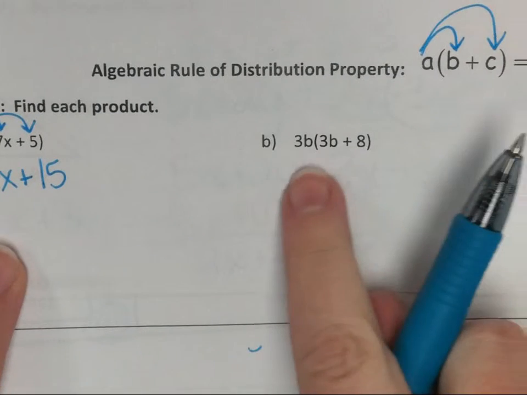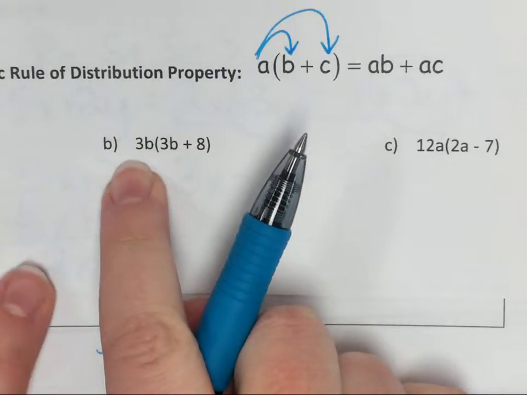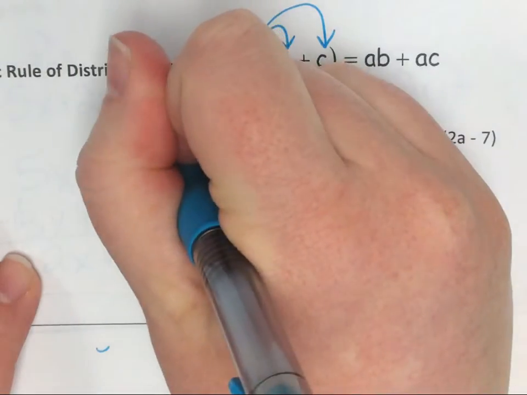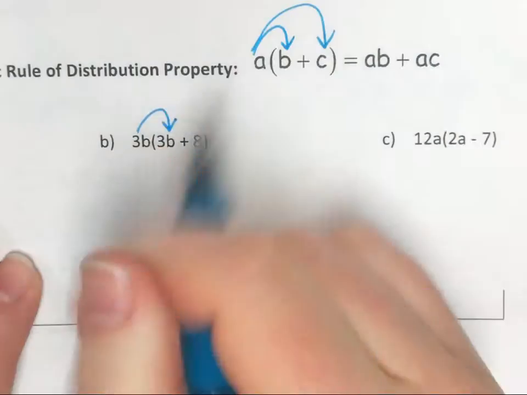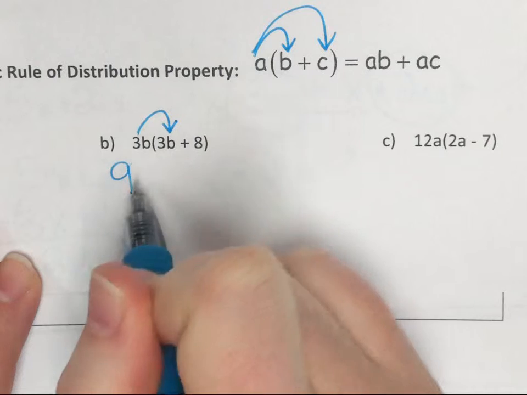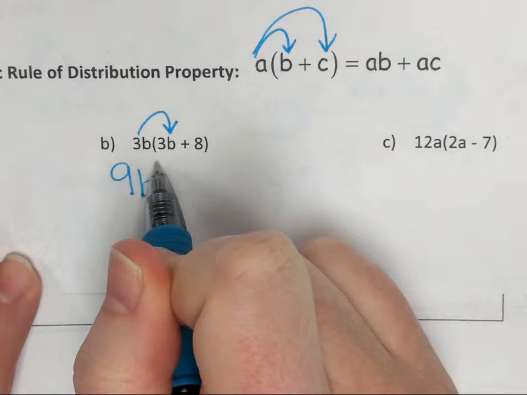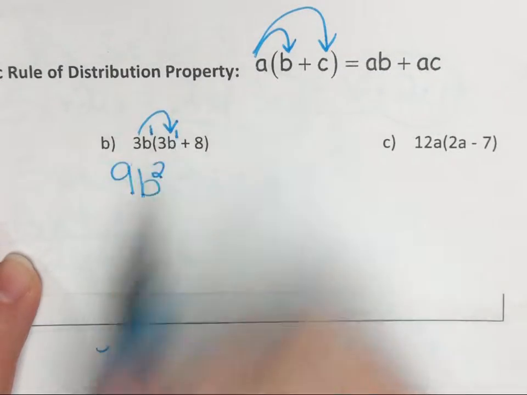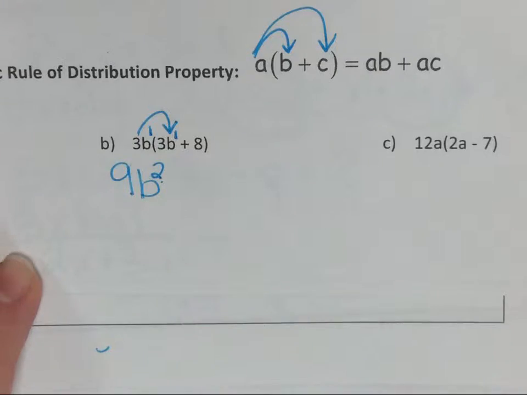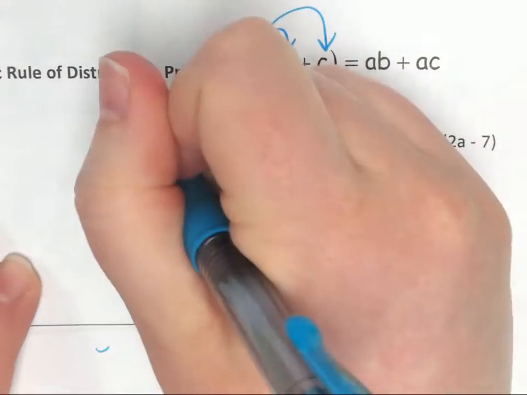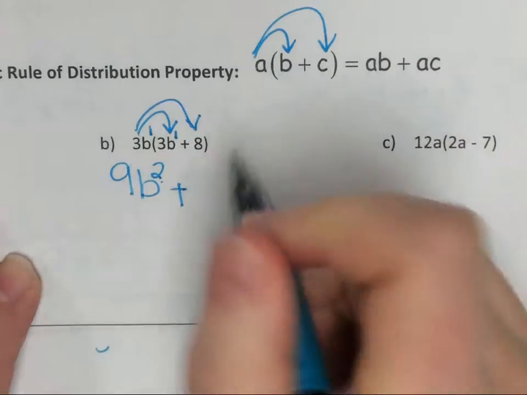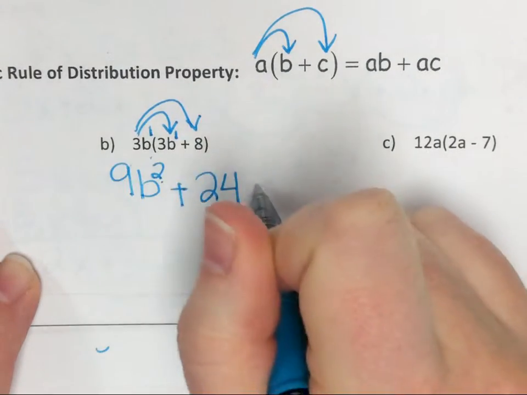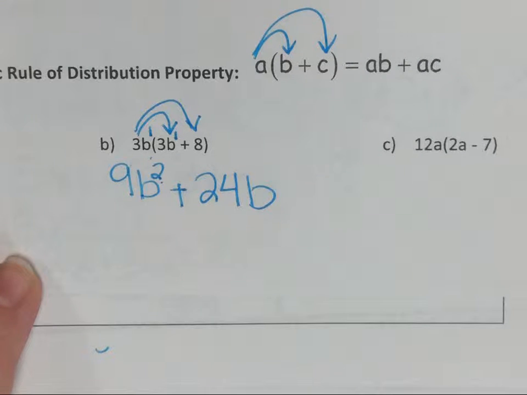Okay. The next one's just a little bit more complicated because we've added a variable. So 3b times 3b. 3 times 3 is 9. b times b is b squared. Good. Because that has an exponent of 1 and an exponent of 1. 1 plus 1 is 2. Plus 3 times 8 is 24, and we have a b attached. Do y'all have questions? Are y'all really okay? No.